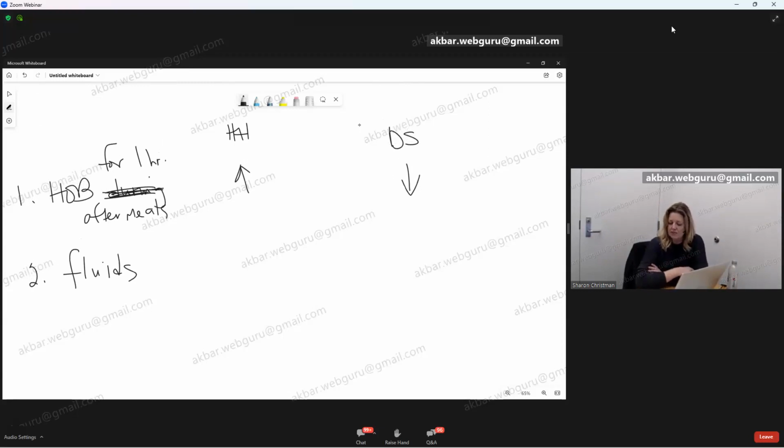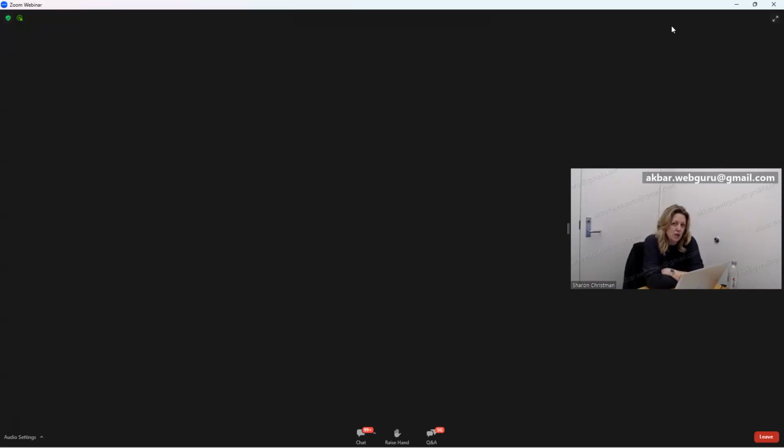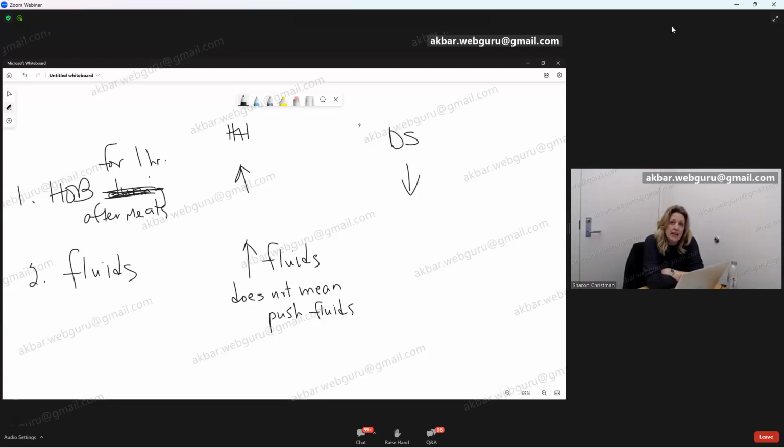So having said that, now that you know the definitions, let's talk about fluids for hiatal hernia. For hiatal hernia, you want to increase fluids. This does not mean push fluids. It doesn't mean that they have to have more than 3,000 a day. What it means is that while they're eating, they should have fluids. So they can still have 2,000 a day. It just means that some of that 2,000 needs to be with their meal.